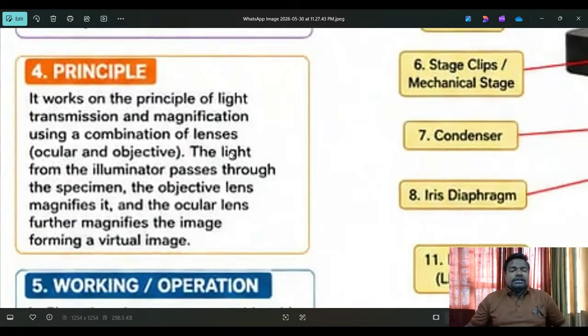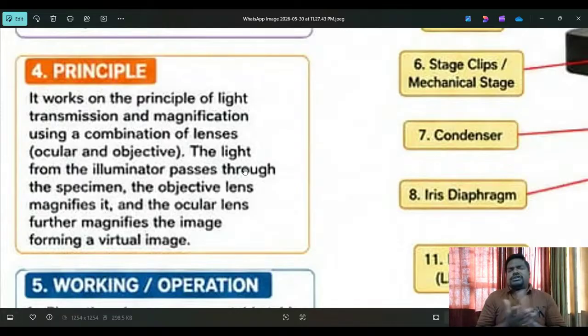Now the main point is the working principle, which is very, very important, and very simple also. But once you operate it, you come to know, and within half an hour you can be perfect in this medical equipment.